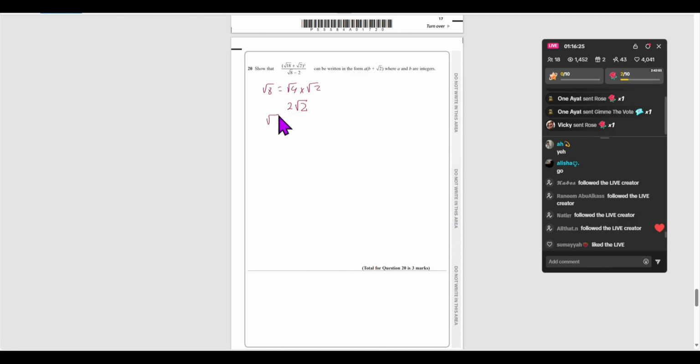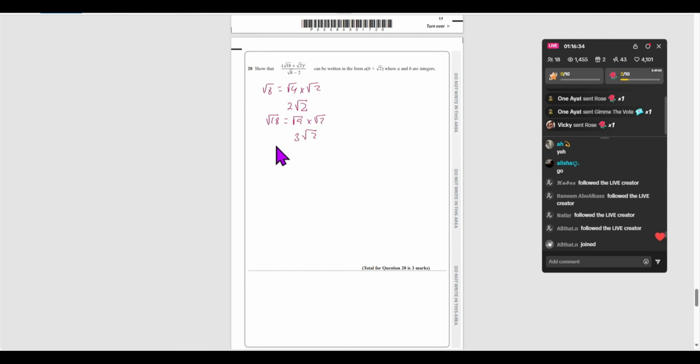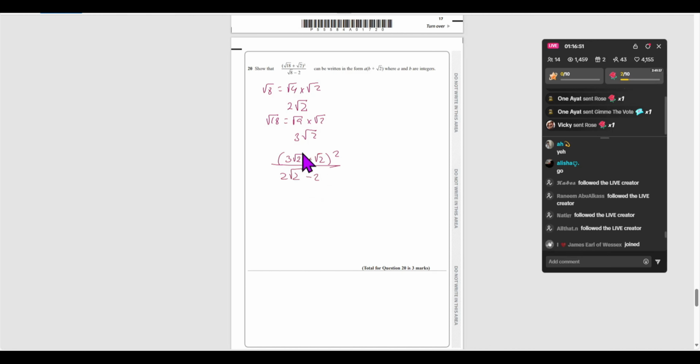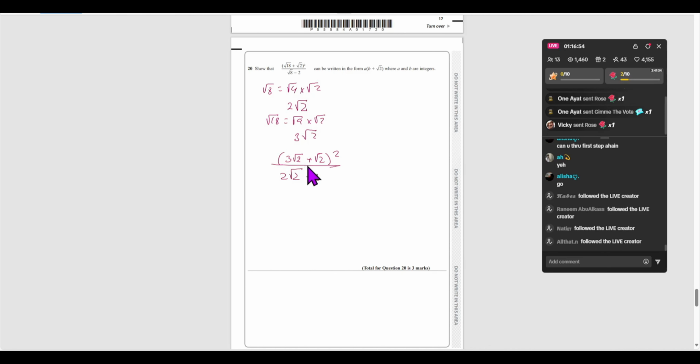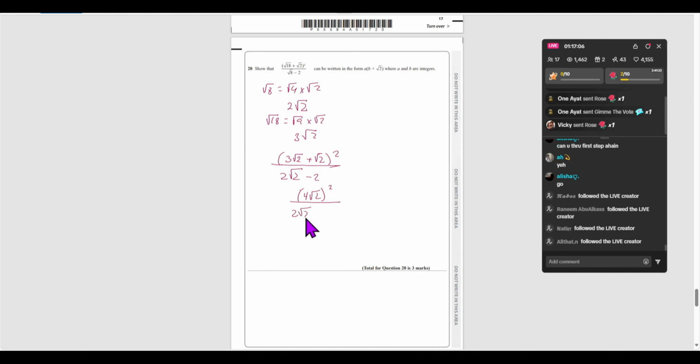And then we do the same thing with the root 18. We'll get root 9 times root 2, and then we can write it as 3 root 2. And then we can do the same thing, right? And then we can write it as a simplified third. Write it again: 3 root 2 plus root 2 squared over 2 root 2 minus 2. Okay? Now we add it, because since these two thirds have the same base, we can add them. So we will get 4 root 2, so 4 root 2 squared divided by 2 root 2 minus 2.